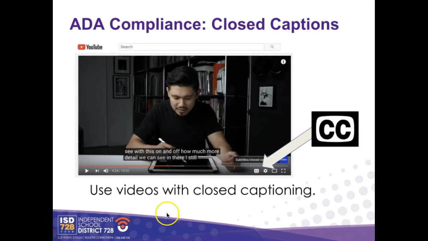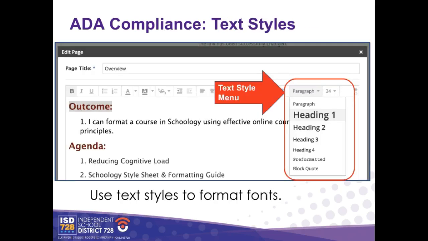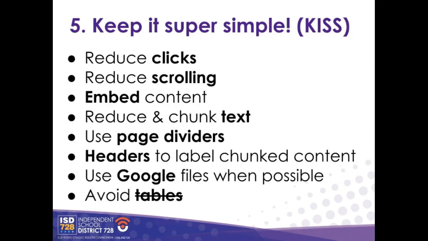For videos, try to make sure you have closed captioning. A lot of the YouTube ones will already have it, but if they don't have it, you can add those yourself. Finally, as we mentioned earlier, think about choosing those text menu styles because that will format things consistently and tag them for screen readers.